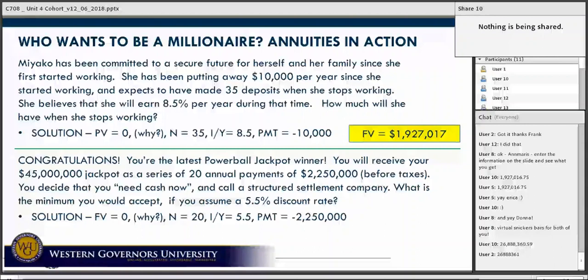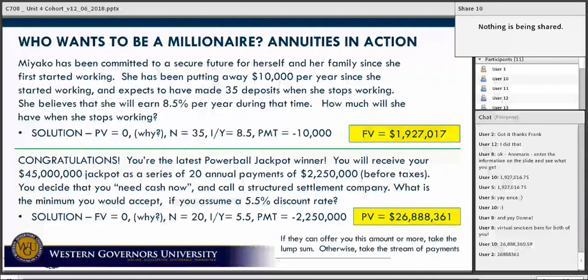You'll receive them for 20 years at a discount rate of 5.5%, and the payment is $2.25 million a year. So when you solve for that, it is in fact $26,888,361. Exactly right, folks. Great work. And if they can offer you this amount or more, you take the lump sum. Otherwise, it's worth it for you to wait for that stream of payments.